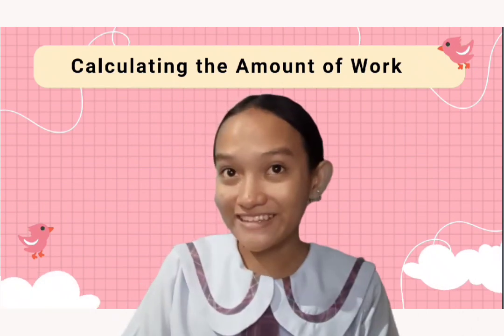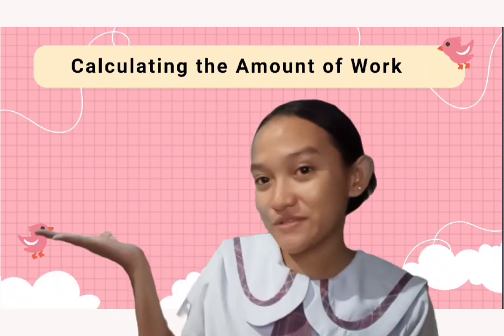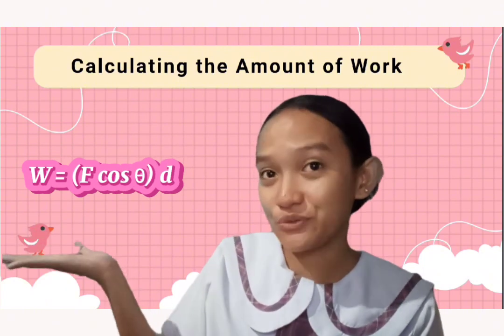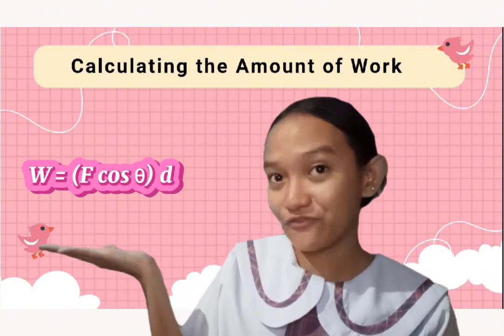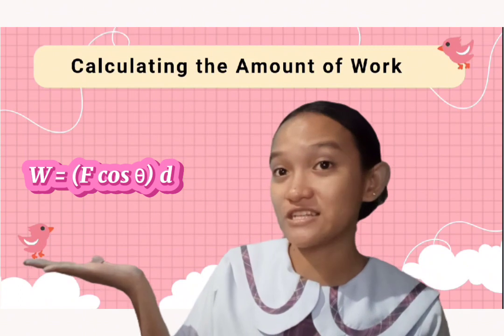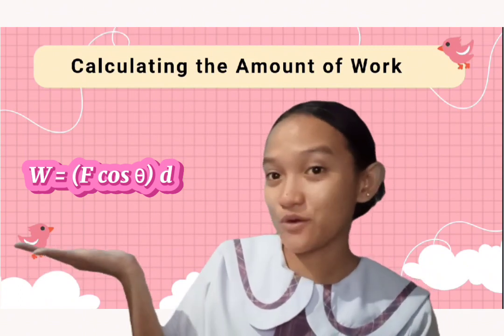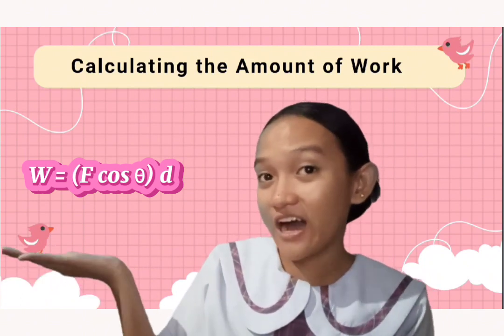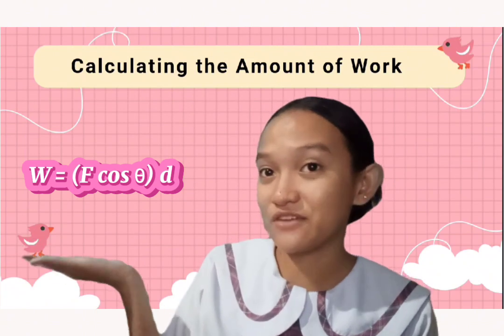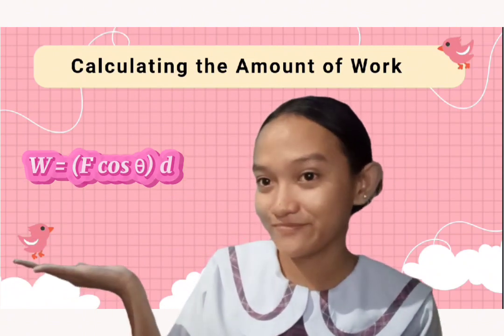So for calculating the amount of work, here is the formula, where W is equal to work, F is equal to force parallel to the displacement, D is equal to displacement, and theta is equal to the angle between the force and the displacement.